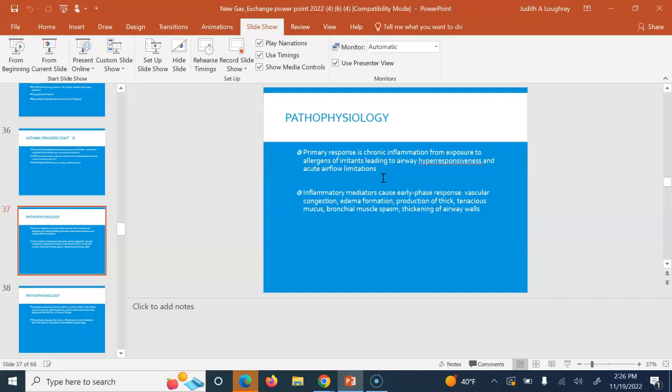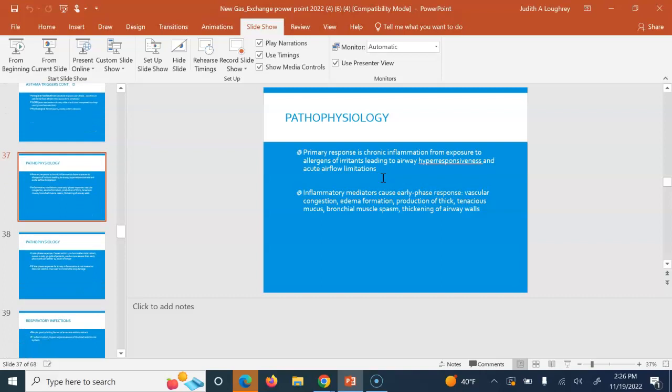So the pathophysiology: its primary response is a chronic inflammation from exposure to allergens and irritants. Again, this is almost like the definition, leading to airway hyperresponsiveness and acute airflow limitations. Inflammatory mediators cause an early phase response, so there's vascular congestion, which is followed by edema formation, and then the production of thick, tenacious mucus, bronchial muscle spasms, and thickening of the airway walls. So you can see, just listening to that, of course, it's going to be difficult to pass air into and out of the airway passages.